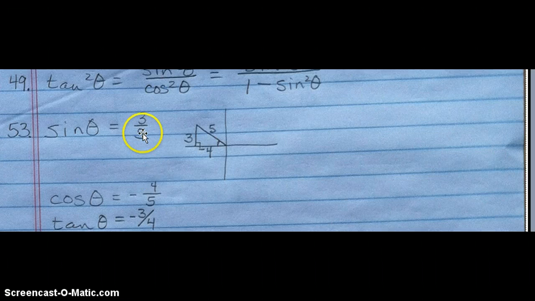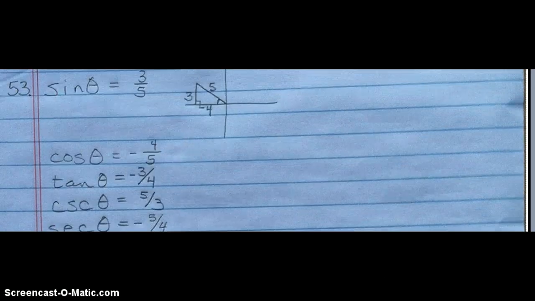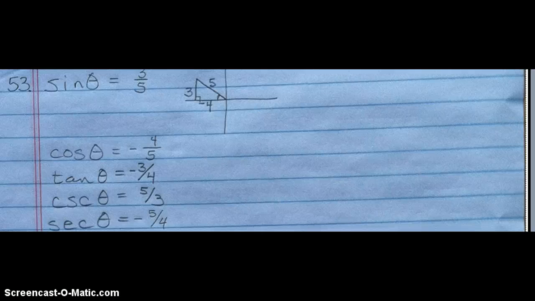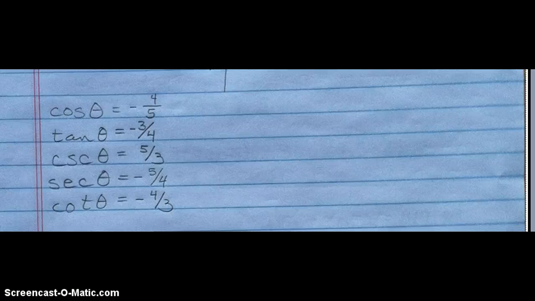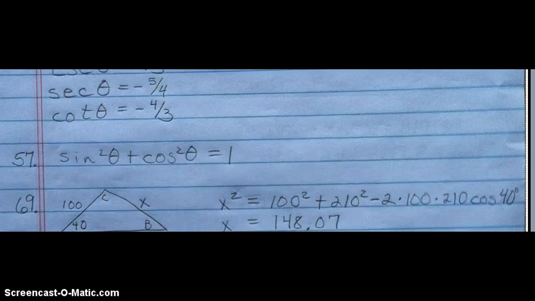We draw our triangle. The sine is the opposite, 3, over the hypotenuse, 5. We solve for the remaining side. We get negative 4. That means that the cosine of theta is negative 4/5, and we use our opposite, adjacent, hypotenuse, and our reciprocal relationships to solve for the remaining values.